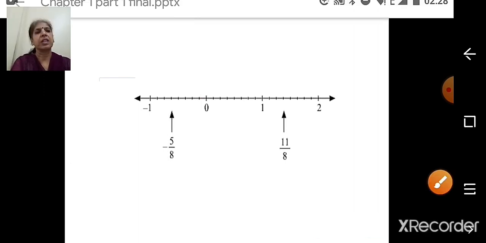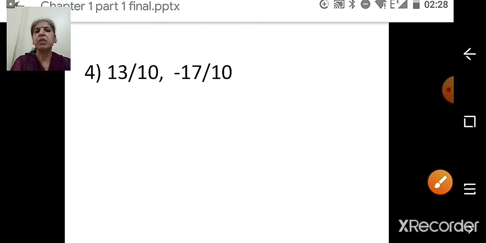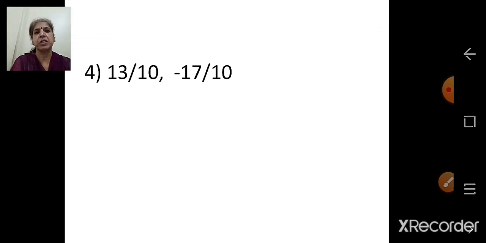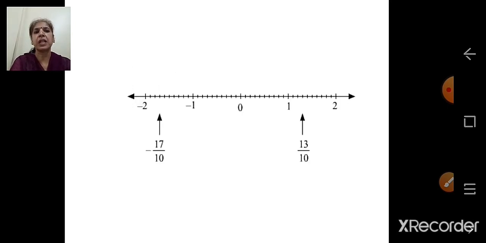Next question. 13 upon 10, negative 17 upon 10. So what does this denominator 10 indicate? Divide each unit distance into 10 equal parts. So first what will we do? Draw a number line.